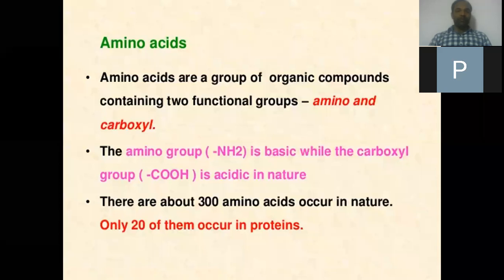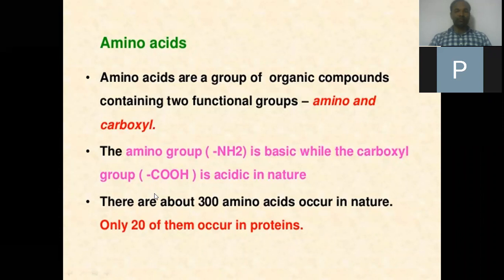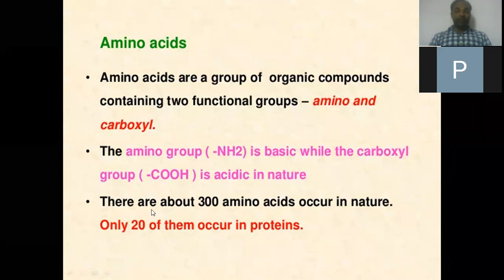So the amino acid is made up of two groups, that is the amino group and the carboxyl group. The amino group is basic in nature while the carboxyl group is acidic in nature. There are about 300 amino acids that occur in nature. हमारे नेचर में 300 के करीब अमीनो एसिड्स मिलते हैं. And out of them, only 20 amino acids occur in the process of protein synthesis.